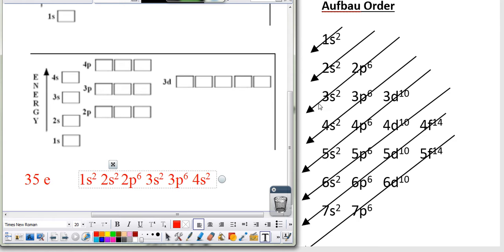What comes after 4s? We did 1s2, 2s2, 2p6, 3s2, 3p6, 4s2. This is only 20 electrons so far. 2 plus 2 plus 6 plus 2 plus 6 plus 2 is 20.